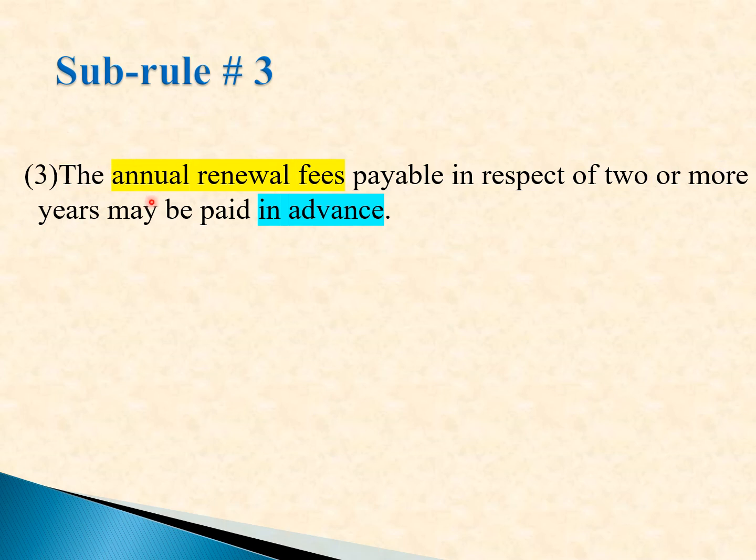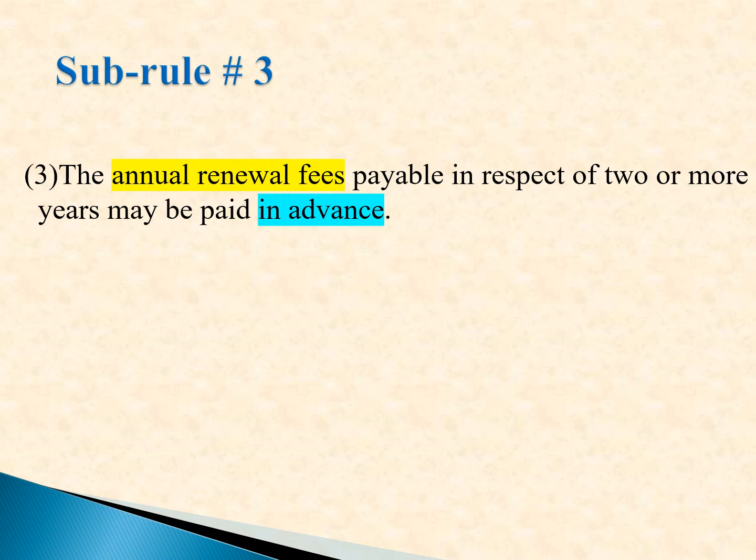Subrule 3 says the annual renewal fees payable in respect of 2 or more years may be paid in advance. We know that the renewal fees are actually paid annually, and this annual renewal fees payable in respect of 2 or more years can be paid in advance also.